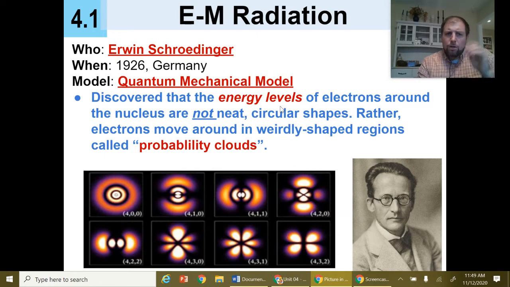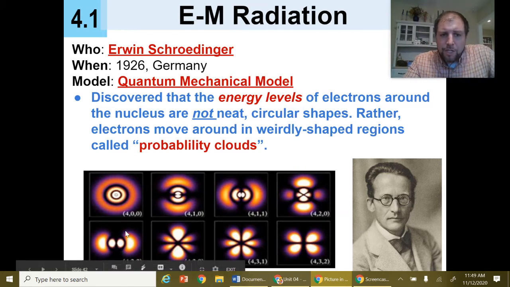Okay. So what Erwin Schrödinger discovered is that electrons, these energy levels, are not neat little circular shapes, but in fact that the electrons organize into these weird cloudy regions where they are able to exist close to the nucleus but spread out from each other, called probability clouds. All right, we call them probability clouds because this is a region where the electron is probably going to be most of the time. If you look at these little pictures here, these give examples of some of the probability clouds that electrons can exist in, right?